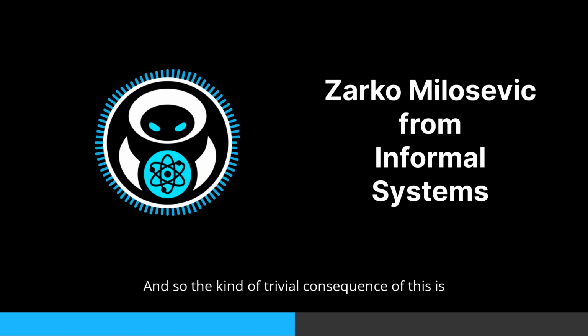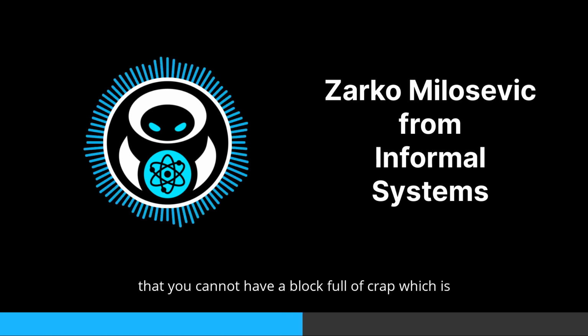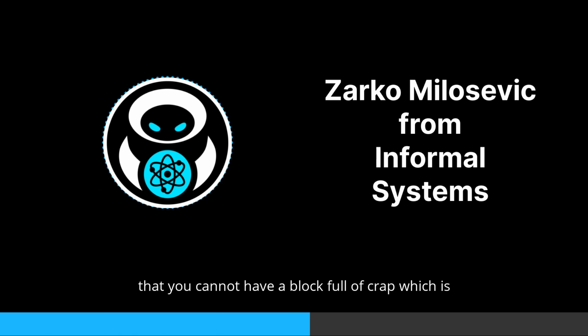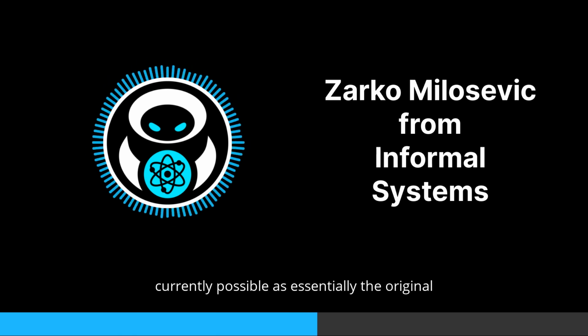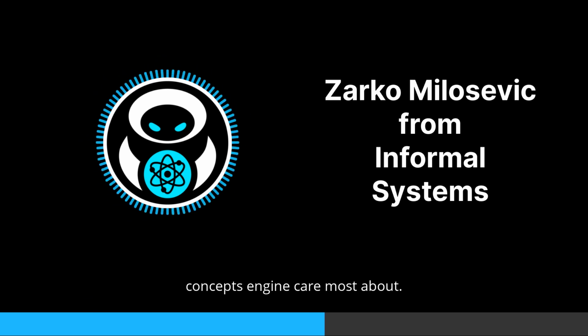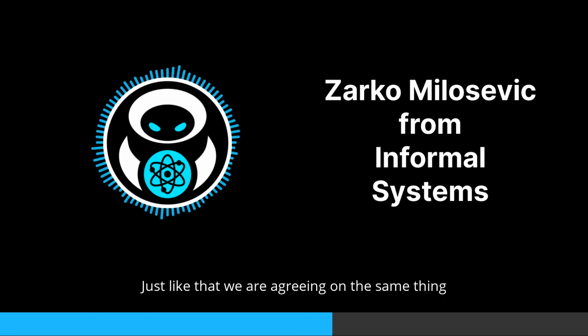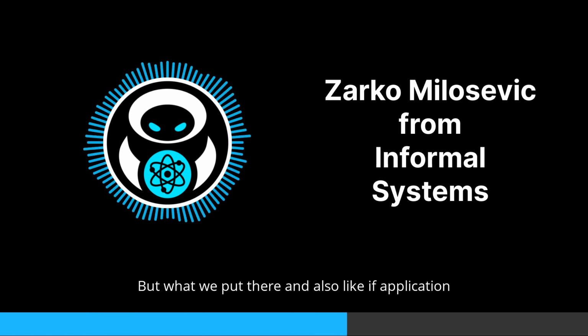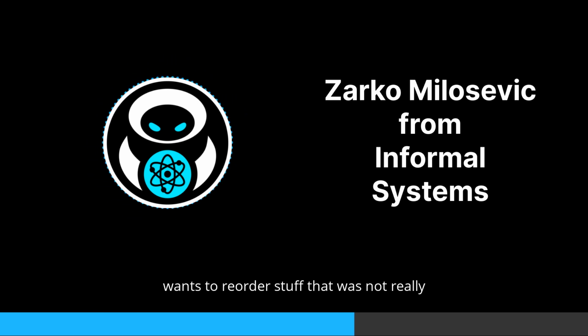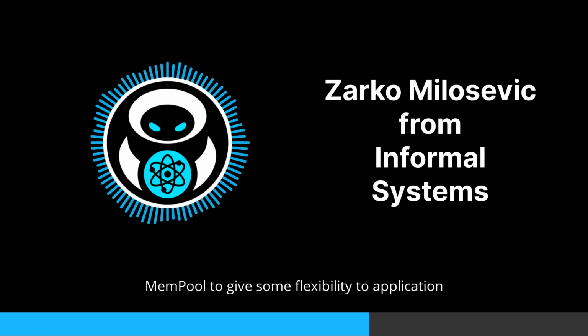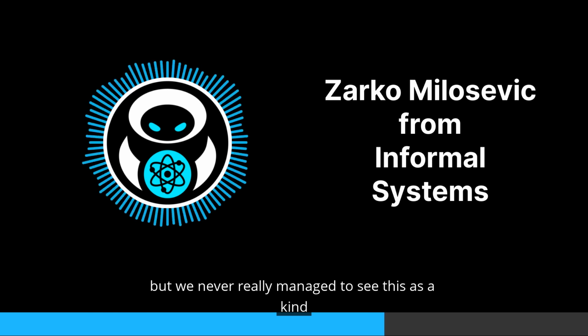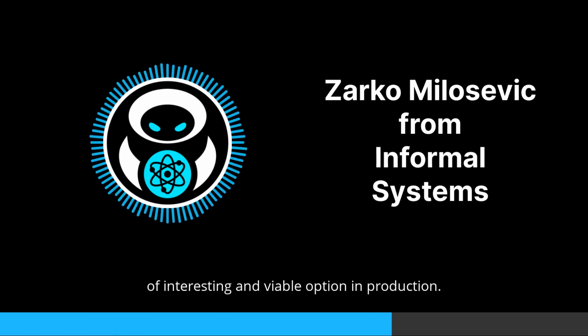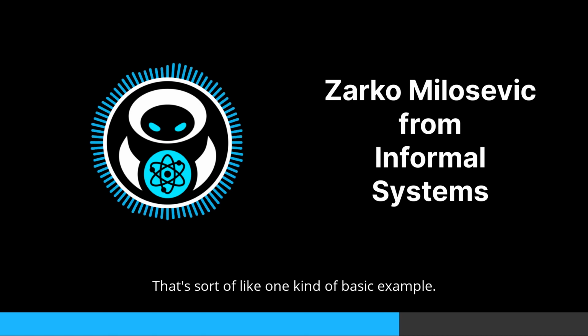And so the trivial consequence of this is that you cannot have a block full of junk, which is currently possible, as the original Consensus Engine cared most about just that we agree on the same thing consistently. But what we put there, and also if the application wants to reorder things, was not really available. There was some idea with a prioritized mempool to give some flexibility to the application, but we never really managed to see this as an interesting and viable option in production. That's one basic example.